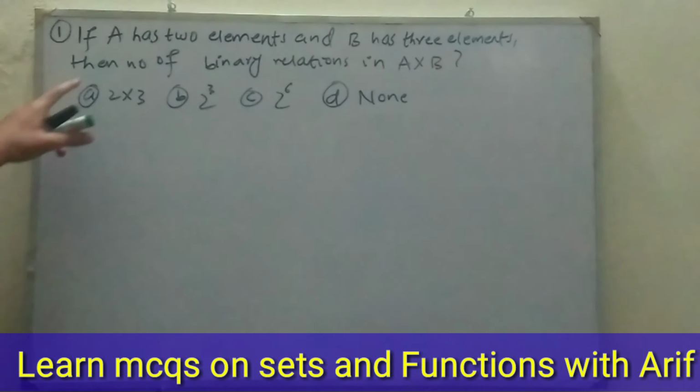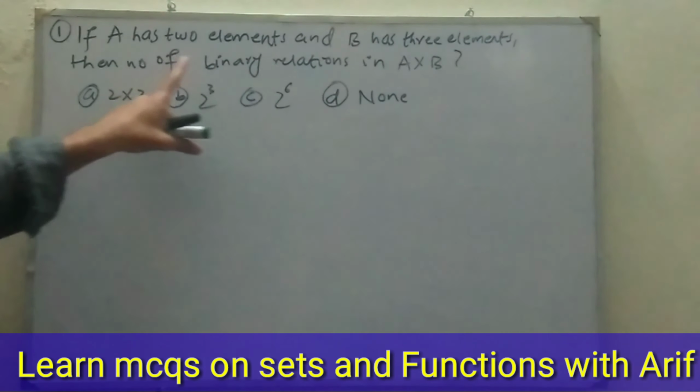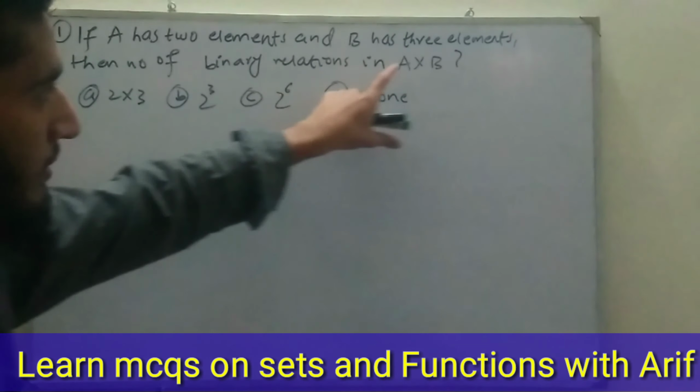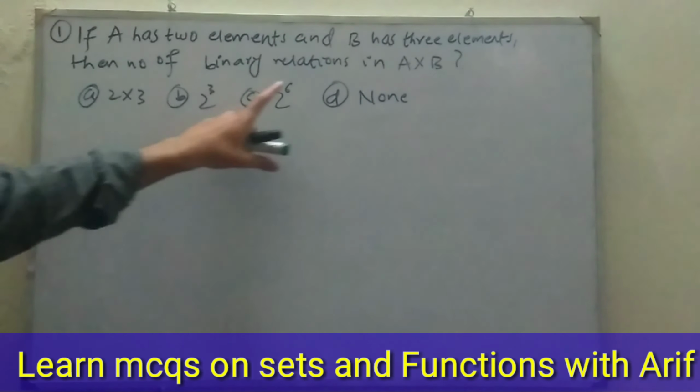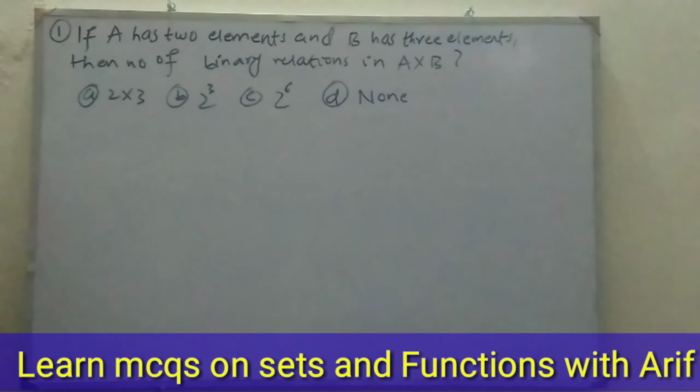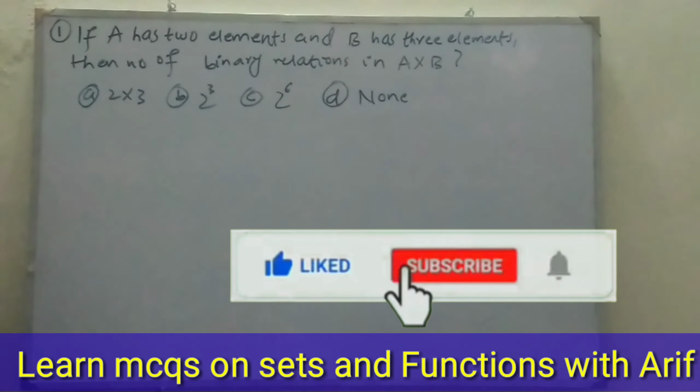Now move to the second MCQ. It says that if set A has 2 elements and set B has 3 elements, then the number of binary relations in A cross B will be. So, solution.